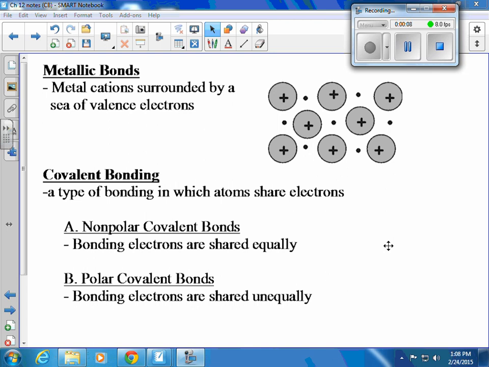This is going to be a short little podcast that's not going to go specifically with any of your homework. It's just some background information that we need to have to be able to move on. So the first thing we're going to talk about is a metallic bond. A metallic bond is cations surrounded by a sea of valence electrons.